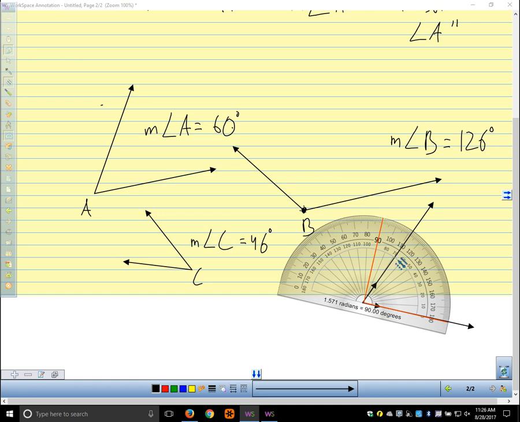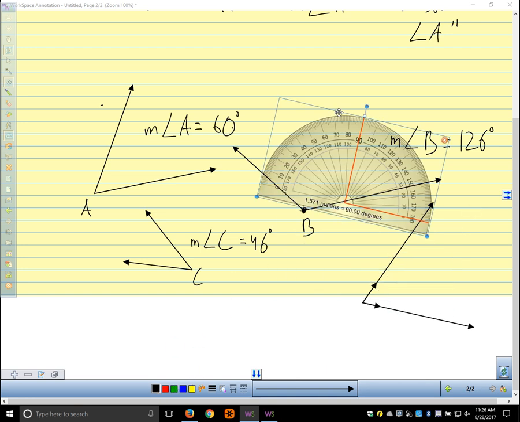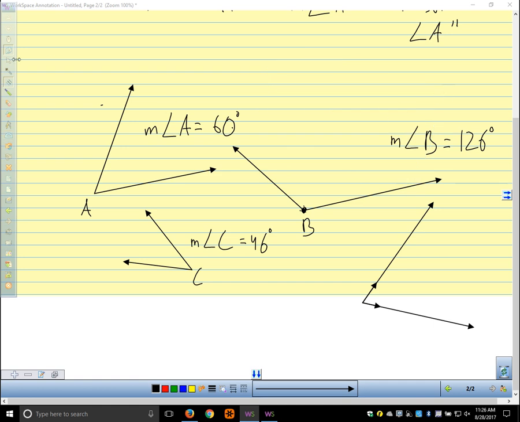So now I look at this angle, and it looks to me like it's about 68 degrees. Close to 70, but not quite. About 68 is what I would say. If this is angle D, the measure of angle D is 68 degrees. So that's how we go about measuring angles using a protractor. All right, questions there?